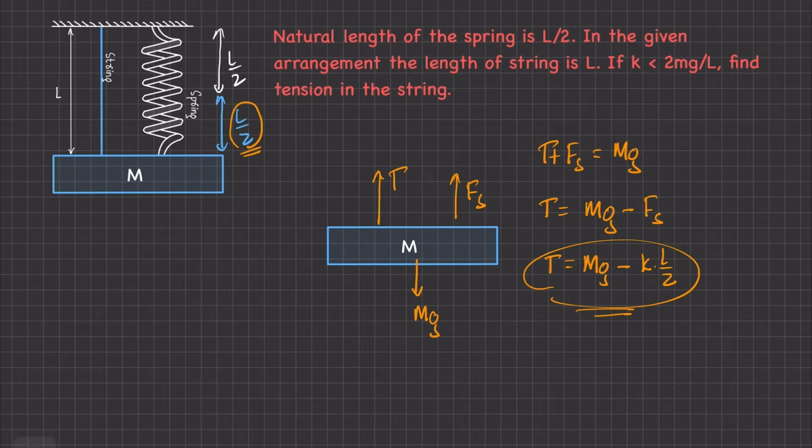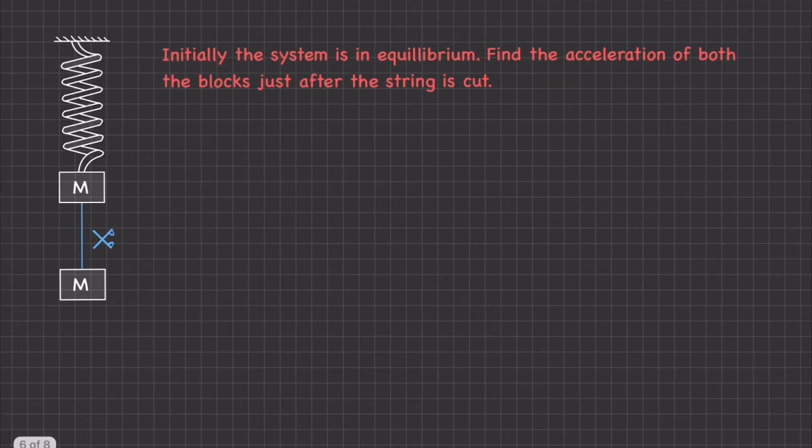Now we will go to another one. This is our third problem of the day. The question reads, initially the system is in equilibrium. Find the acceleration of both the blocks just after the string is cut. Now in this problem, we have a spring and we have a string here. And they are asking us that if we cut this string, then what will be the acceleration of the lower block and upper block? Now let's give them some names. This is block A, this one is block B, right?